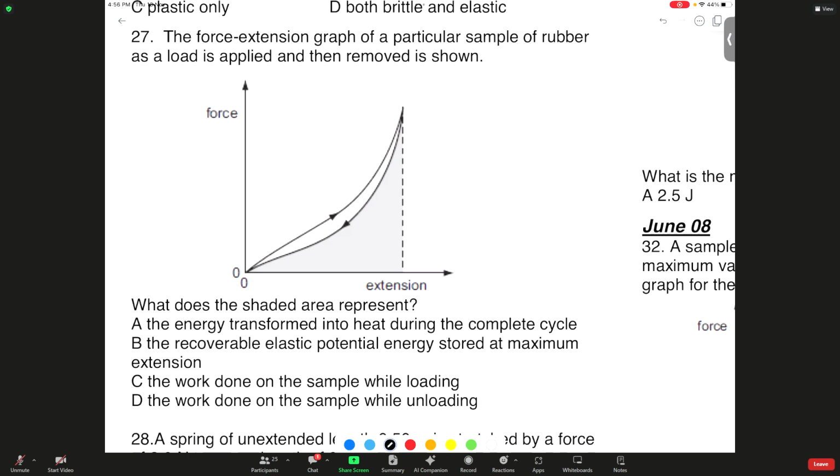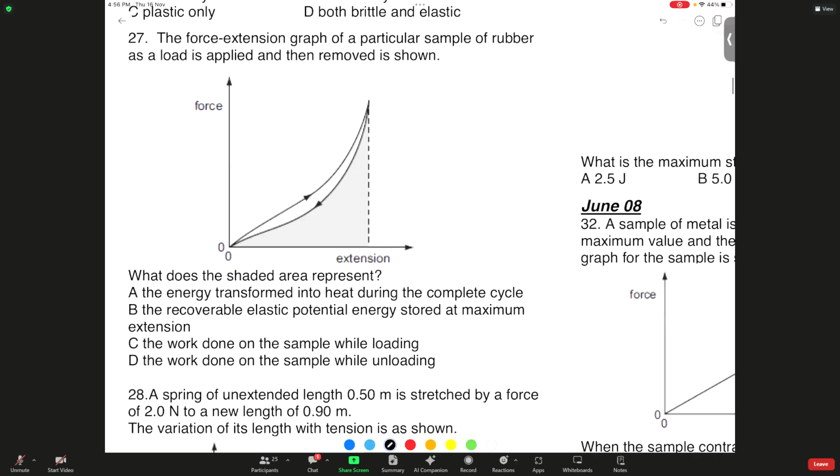Tell me, quick. What is the shaded area? Think and tell me, I said it 5 minutes ago. B. Okay, how many of you think it's A, the energy transformed into heat? Nah, right? The gap in the middle, that is A. Do you understand? Recoverable elastic energy stored at maximum extension. They put it in different wording.